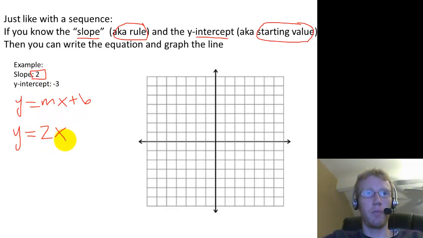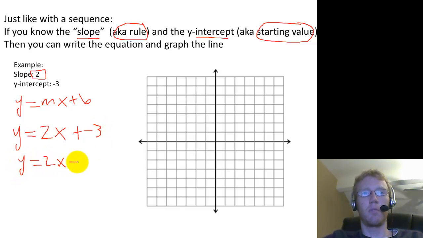X stays as x because it's a variable. And my y-intercept b is -3. So I could put a plus right here, and I could put plus -3, but it's much better if I actually just write 2x minus 3. Okay, so that would be my equation.